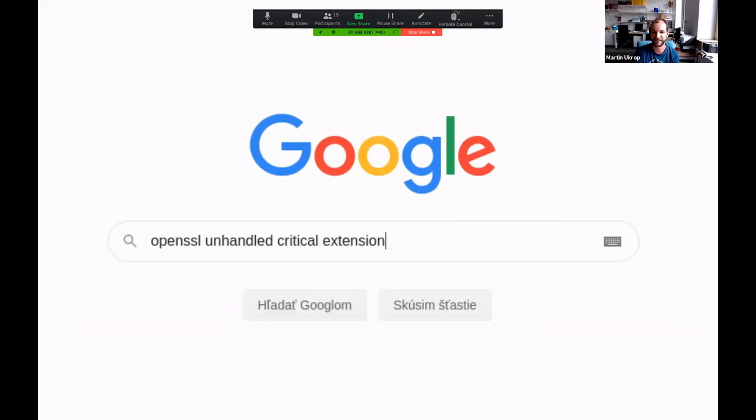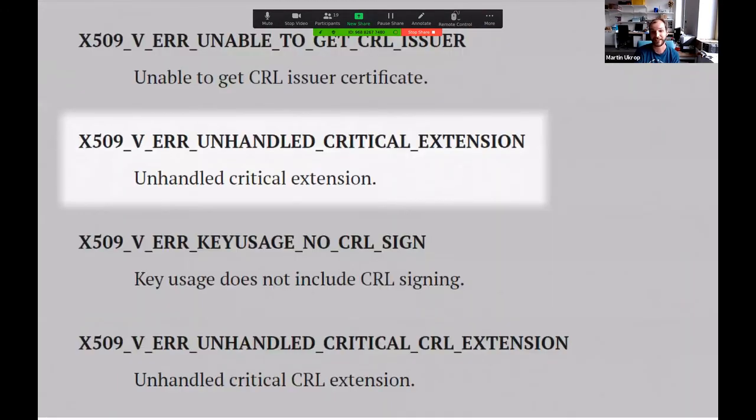So, OpenSSL unhandled critical extension, and you find out, well, unhandled critical extension. This is a real screenshot from the documentation of OpenSSL. So thank you, Captain Obvious. The documentation is totally not helpful. And I mean, this is not just the case for OpenSSL.